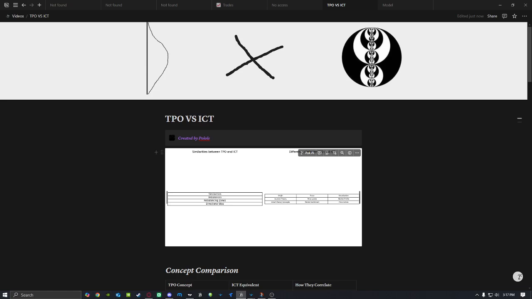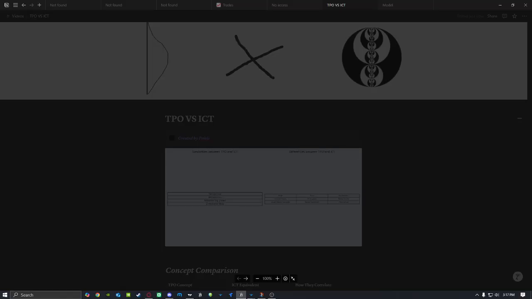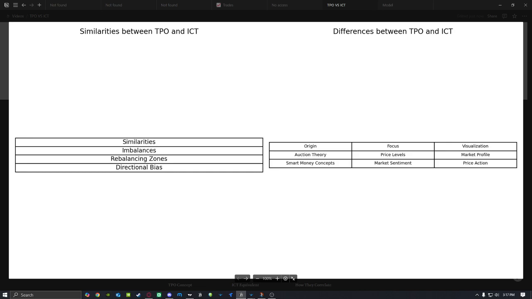So I made this little graph right here, this little table. So we have our similarities between TPO and ICT: imbalances, rebalancing zones, and directional bias. Bias I won't be going over today, but there's a bias in maybe AMT and Power 3. That's what I mean by directional bias. Rebalancing zones, I'll be going over later in this video. And imbalancing, I'll also be going over later in this video.